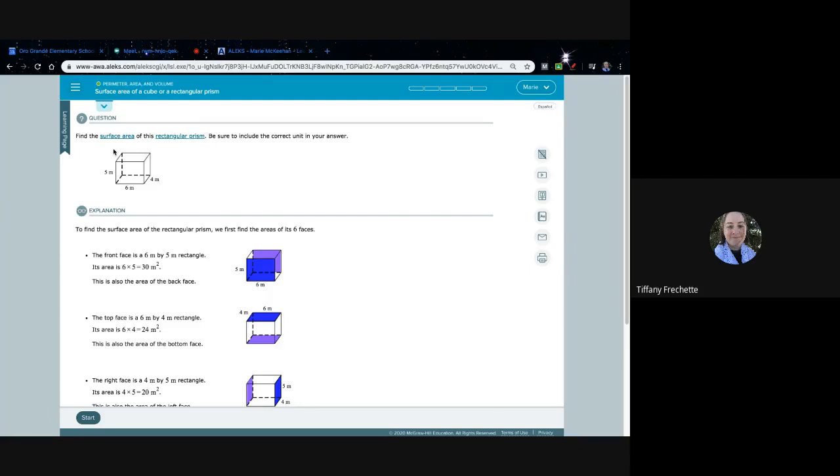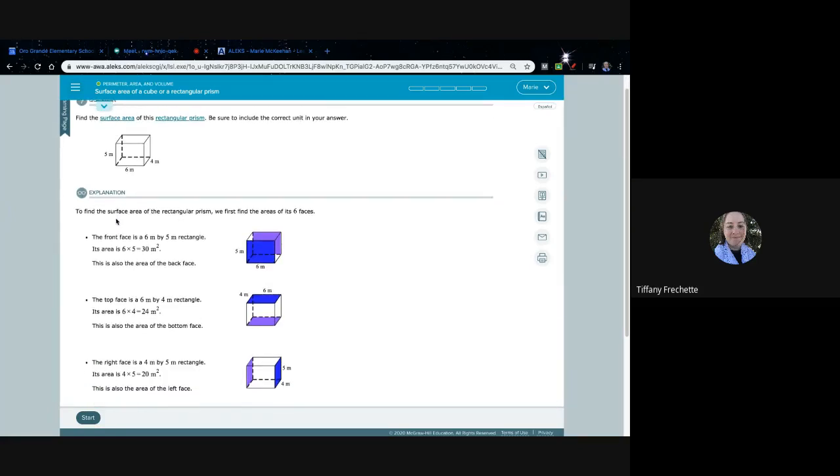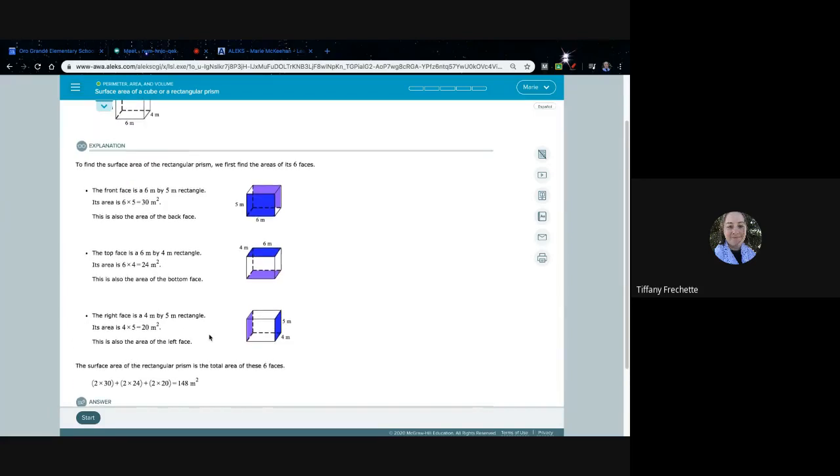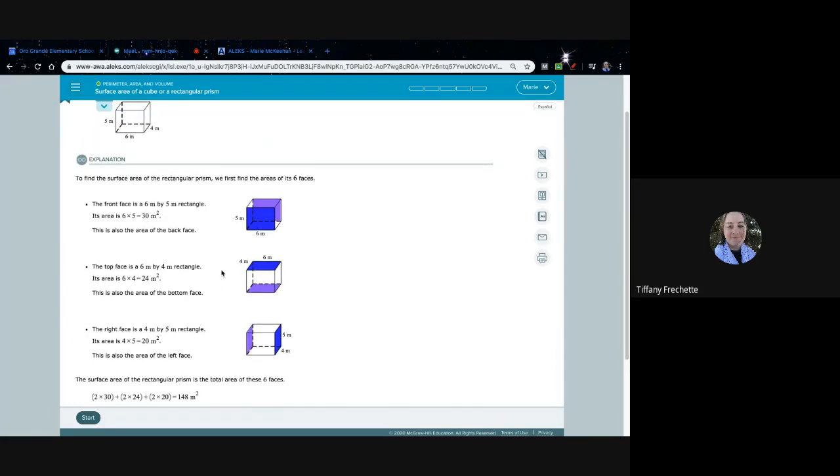Okay. So what we need to do is acknowledge that a rectangular prism has 6 sides. So it has a front and a back, it has a top and a bottom, and it has a left and a right side. So it has 6 sides. And each one of those sides are matching. So the front is the same as the back.